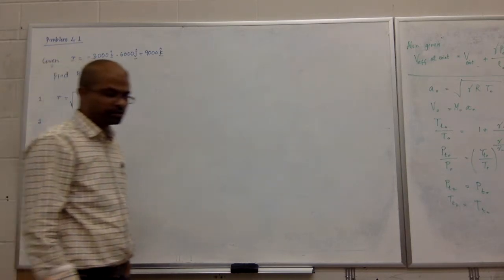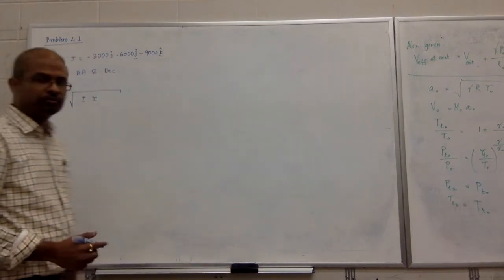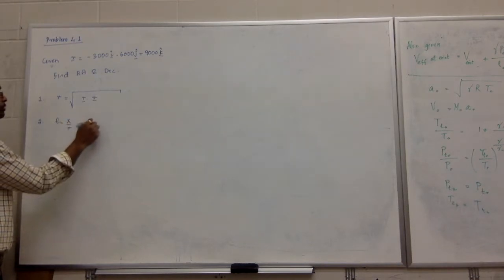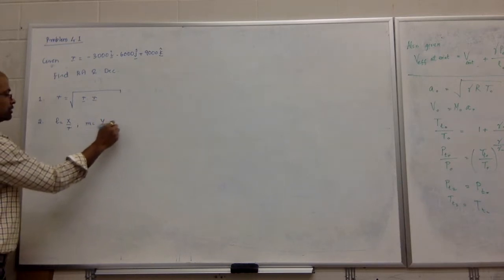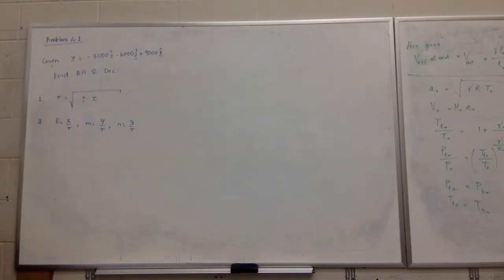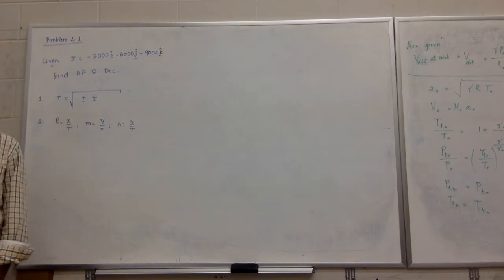Then the second step is L, M, N. Calculate L equal to X over R, M equal to Y over R, N equal to Z over R. I don't expect you to remember this algorithm. Is that clear? I will give you the algorithm, or I'll give you the formula, or I'll ask you to bring your own formula. You don't have to remember the algorithm. Is that fair? Okay.